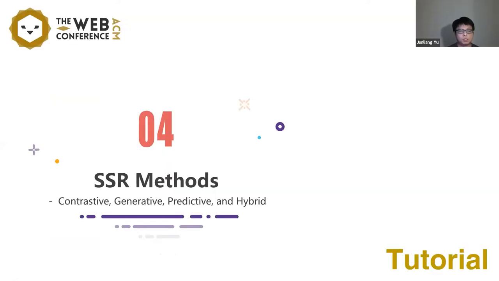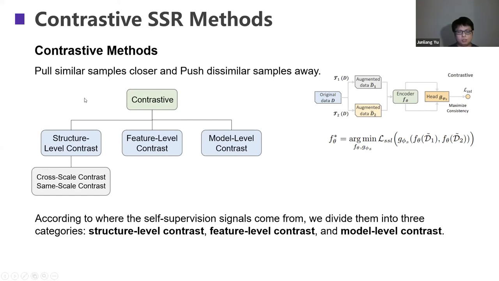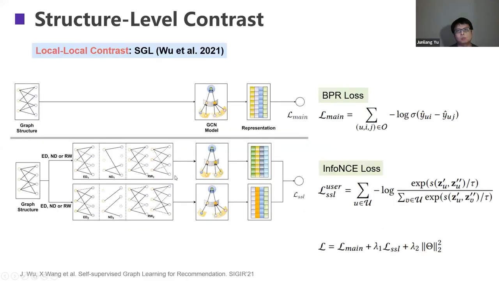So after introducing the augmentation methods, let's come to the most important part, self-supervised methods. I think most of you may be interested in how we apply self-supervised learning to recommendation. And just as Rocky has introduced, there are four types of methods in self-supervised recommendation. We first see how contrastive methods work in the scenario of recommendation. According to where the self-supervision signal comes from, we divide them into three categories: structure level contrast, feature level contrast, and model level contrast. And for each subcategory, we present some representative methods.